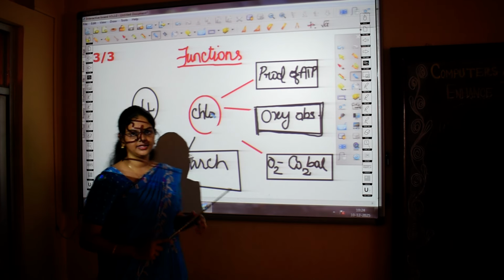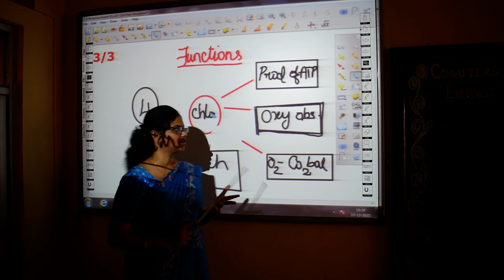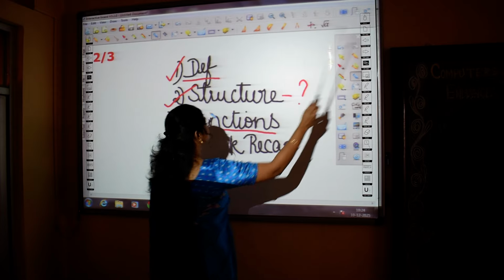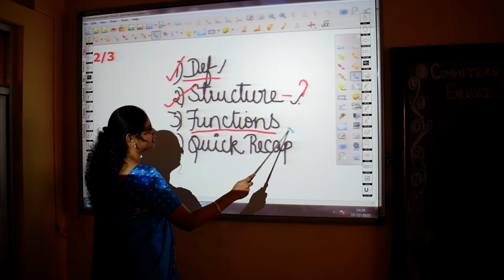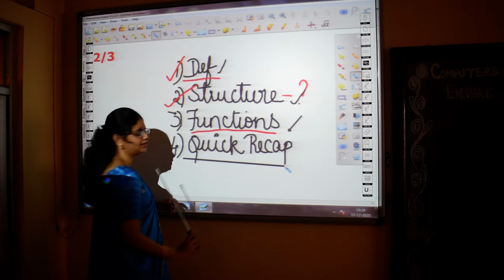So far we have completed the definition of the chloroplast, structures and functions. Definition is over, structure is over, functions are over. Now moving on to the quick recap.